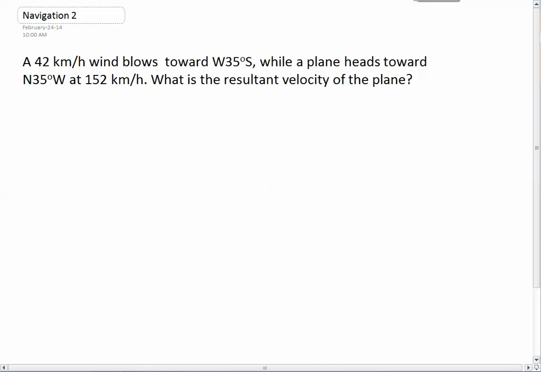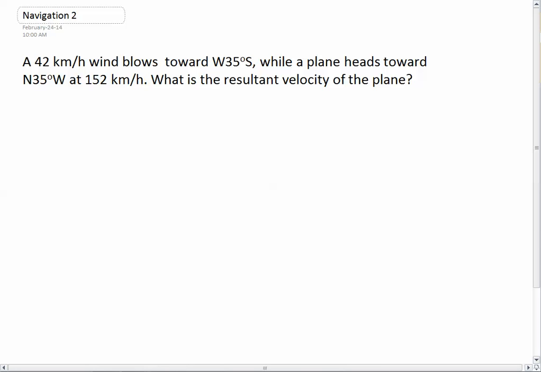So now we're looking at navigation example number 2. A 42 kilometer per hour wind blows towards west 35 degrees south, while a plane heads towards north 35 degrees west at 152 kilometers per hour. What is the resultant velocity of the plane?